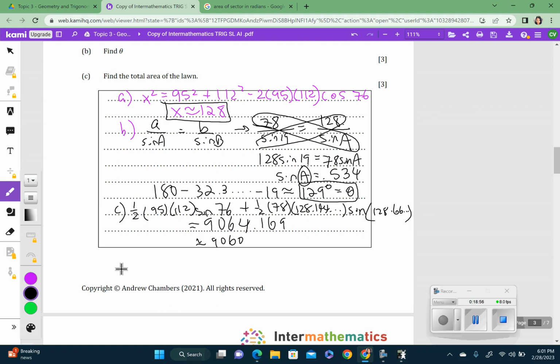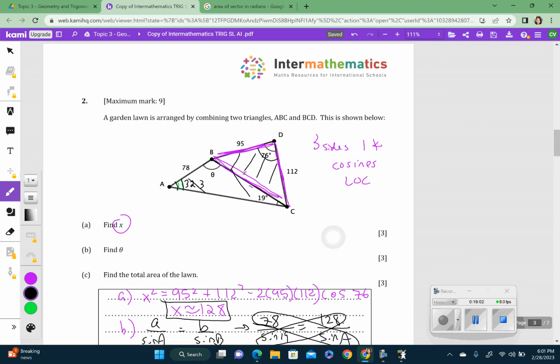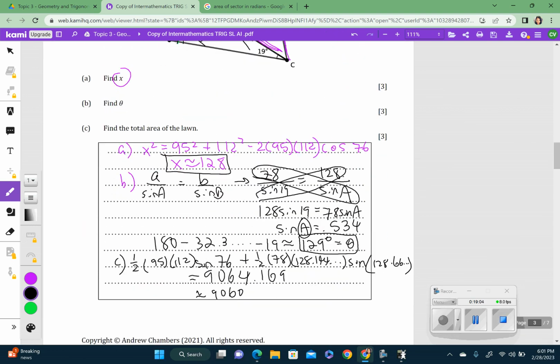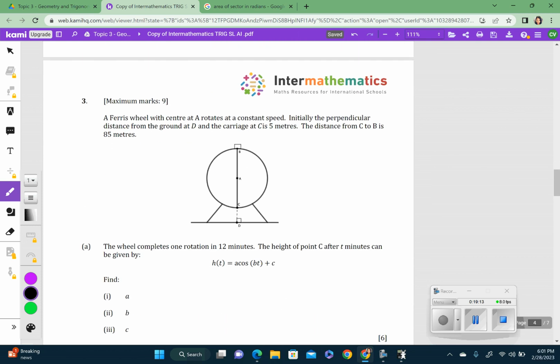So 9060, what's our units? Units squared, right? Because this is area. All right. Whew, 19 minutes, 2 problems down.